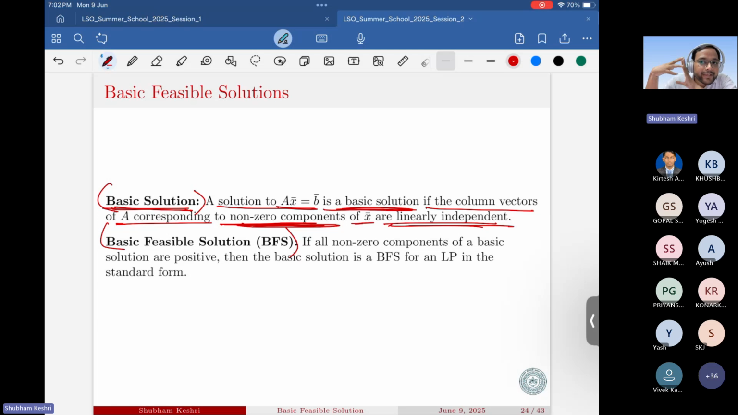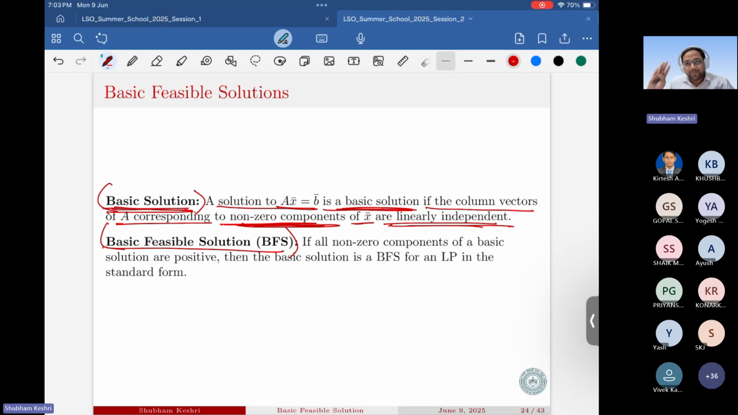When we do that, then Simplex can use the ideas of basic solution and basic feasible solution, using the theories of system of linear equations, to solve an LP. Is that all right, or should I repeat?